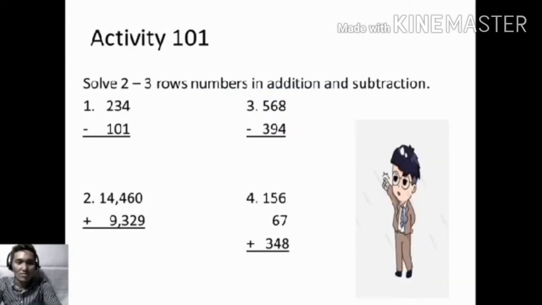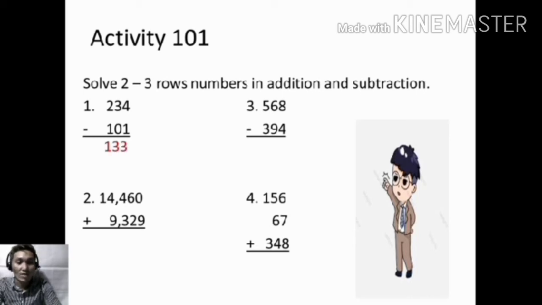Okay, let us continue. Now, this time we need an activity. I give you an activity, so solve 2 to 3 rows of numbers in addition and subtraction. Now, children, if you answer this, can you kindly pause your cell phone, computer, or laptop? Okay, very good. Now, let us check your answers.